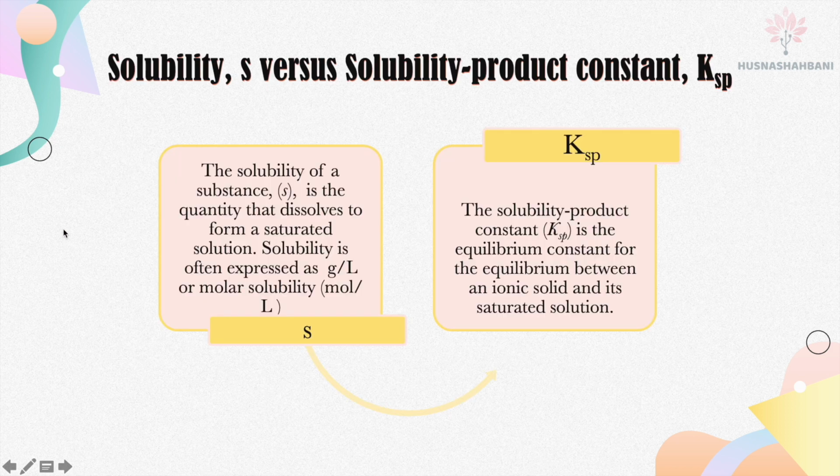Solubility with symbol S versus solubility product constant Ksp. Solubility of a substance is the quantity that dissolves to form a saturated solution. It is often expressed as gram per liter or mole per liter. Solubility product constant Ksp is the equilibrium constant for equilibrium between ionic solid and its saturated solution. So this Ksp must be in equilibrium.